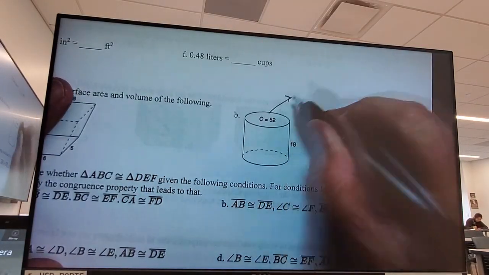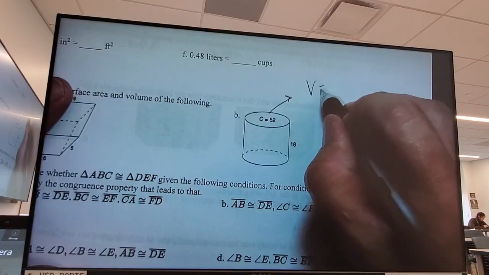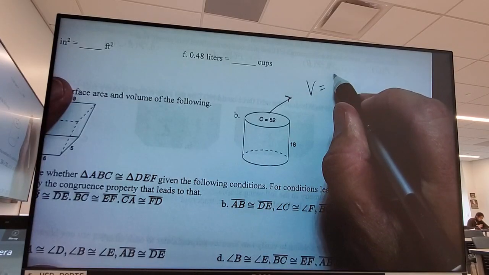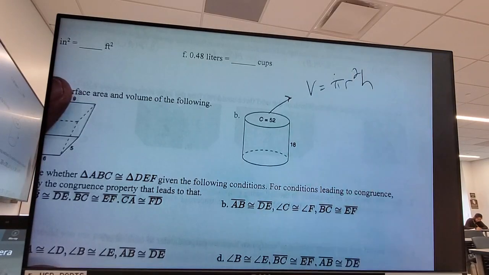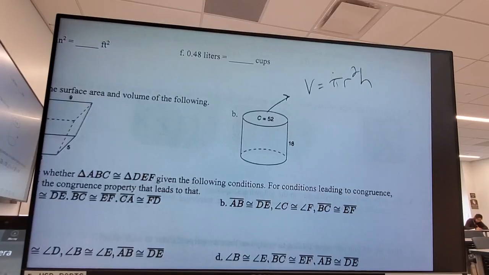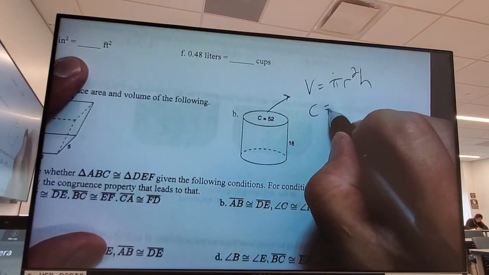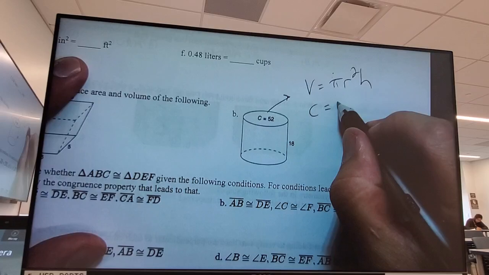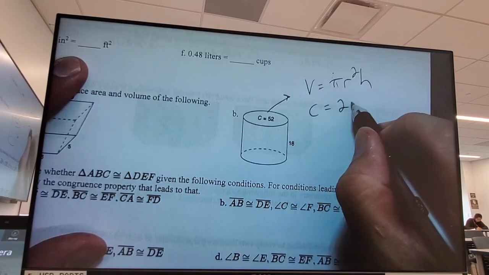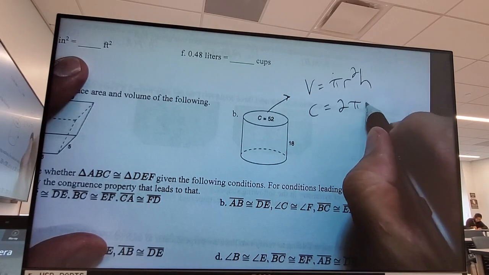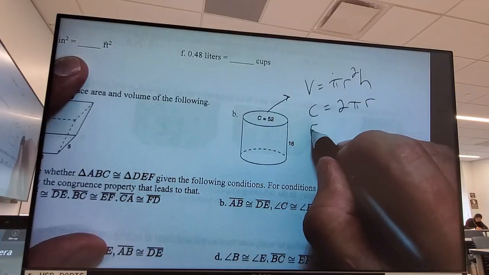In order to get the, let's go to the volume first. In order to get the volume of a cylinder, I need to know the radius. How do I get the radius from what I told you? What's the formula for circumference? 2 pi r. So then what's the radius?